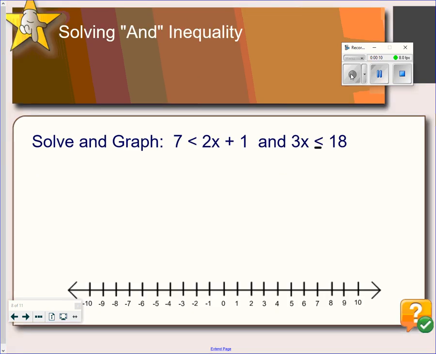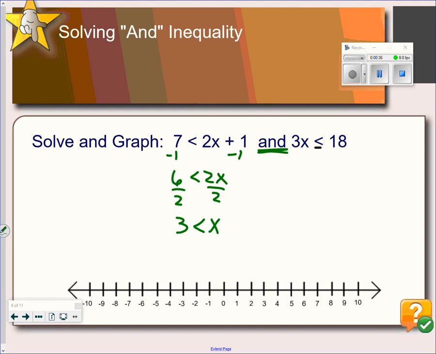This is a compound inequality because it's got the word "and" right here in the middle. So these two inequalities are solved together to get one solution. On the left side here, we're going to subtract 1 on each side, and then we'll divide by 2 on each side, and we get x is greater than 3.